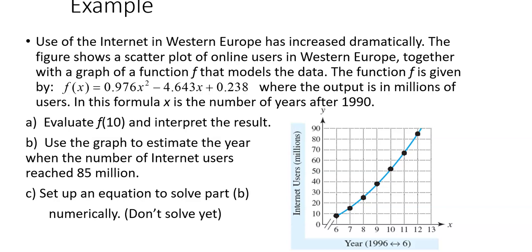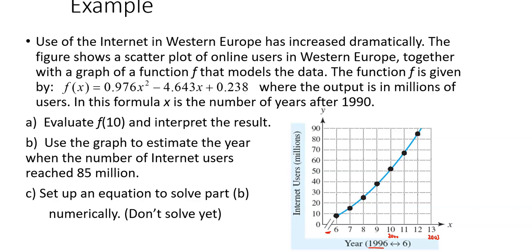The figure shows a scatter plot of online users in Western Europe together with a graph of the function that models the data. So you notice it starts here in 1996. That's why there's this break over here that indicates that there's a number of years missing. From 1996, we head over to the right. So 96, 97, 98, 99. This would be the year 2000, 2001, 2002, 2003. So in those first years that the internet was spreading across Western Europe, it was doing so pretty quickly. The y-axis gives us internet users in millions.